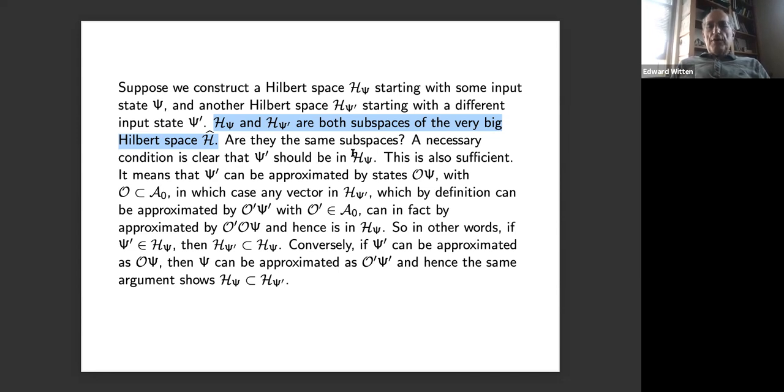You see, the definition of H psi was that states in H psi can be approximated by states of the form O psi, where O is in the small algebra. So if psi prime is in H psi, it means psi prime can be approximated by states O psi. But then H psi prime, by definition, consists of states that can be approximated by O prime psi prime, again with O prime in the small algebra. But if you have a state that can be approximated as O prime psi prime, where psi prime can be approximated as O psi, that means your state can be approximated as O prime O psi. O prime and O were in the small algebra, and the small algebra is an algebra, so O prime O is still in the small algebra. So anything that can be approximated as O prime O psi is actually in H psi. So we've proved that if psi prime is in H psi, then the whole Hilbert space constructed from psi prime is in H psi.